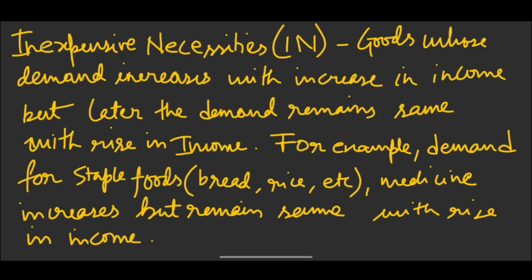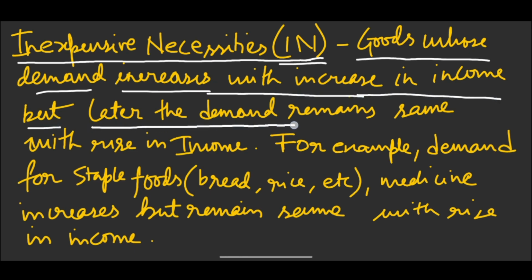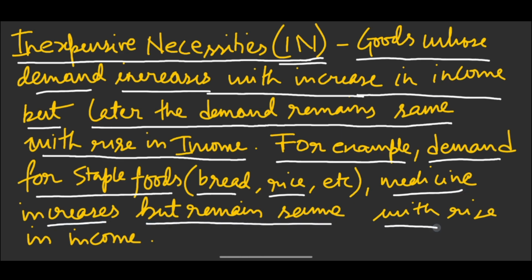Now we move our focus to the inexpensive necessities or in short IN. Goods whose demand increases with increase in income but later the demand remains the same with the rise in income. For example, demand for staple foods like bread, rice, etc., medicine increases but remains same with the rise in income.